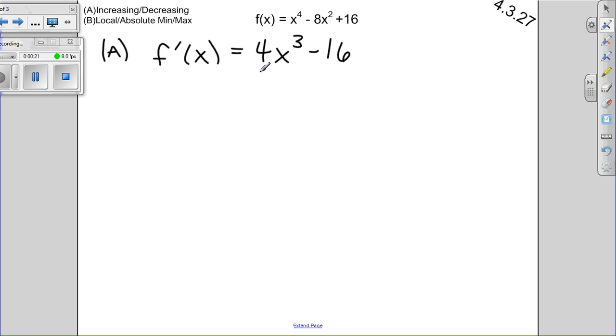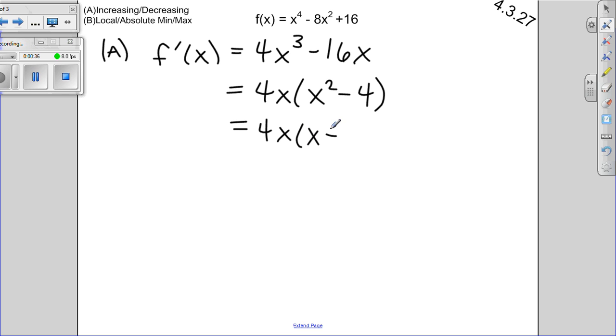So our derivative is 4x cubed minus 16x, which we can factor into 4x times x squared minus 4. We can further factor this: 4x times x plus 2, x minus 2.